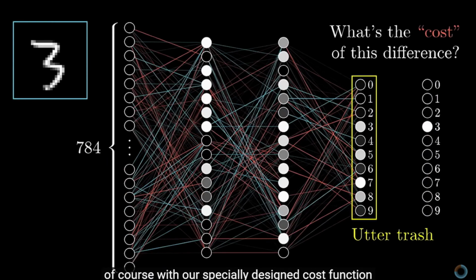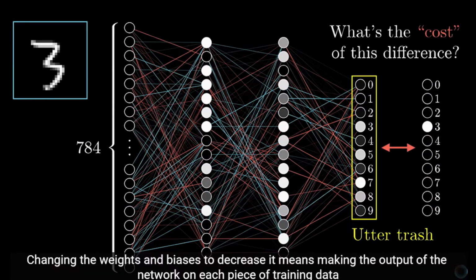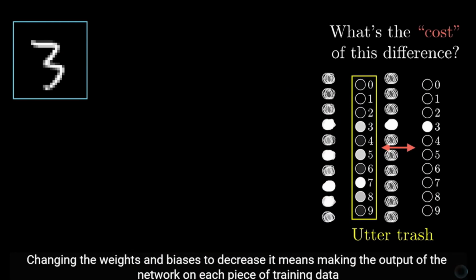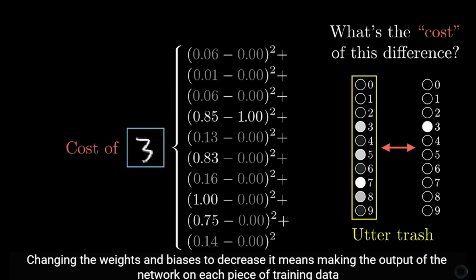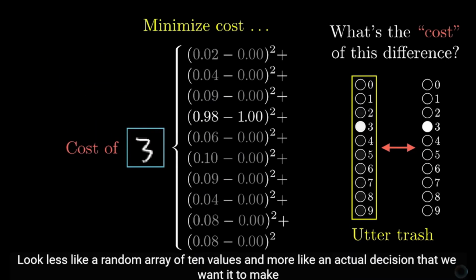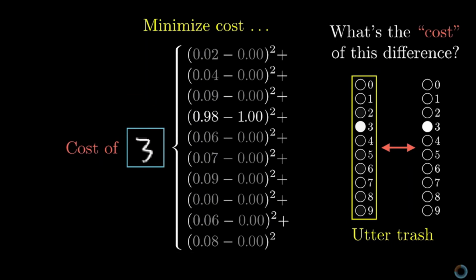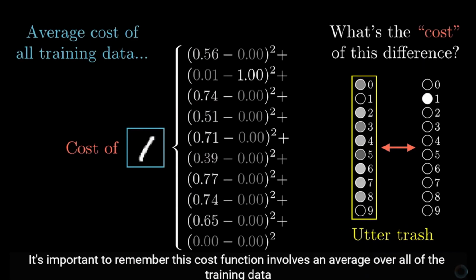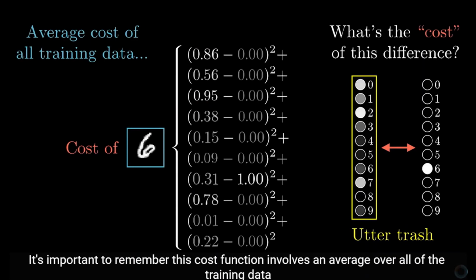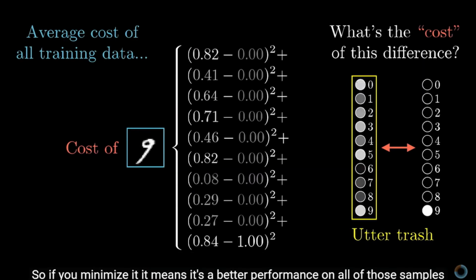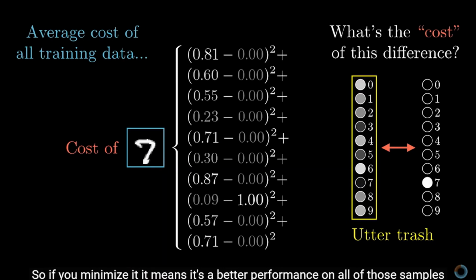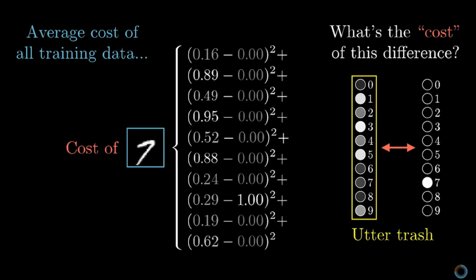And of course, with our specially designed cost function, changing the weights and biases to decrease it means making the output of the network on each piece of training data look less like a random array of 10 values, and more like an actual decision that we want it to make. It's important to remember, this cost function involves an average over all of the training data, so if you minimize it, it means it's a better performance on all of those samples.